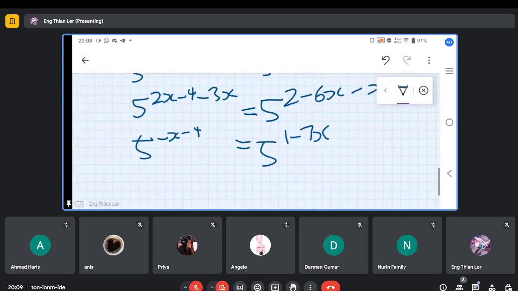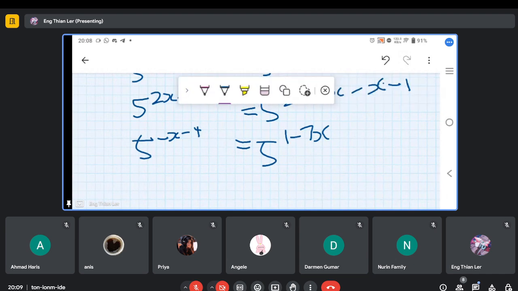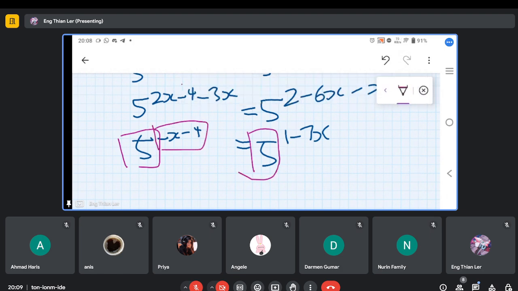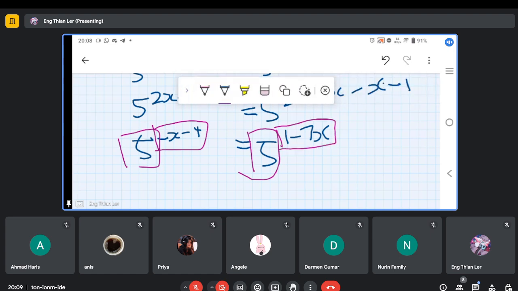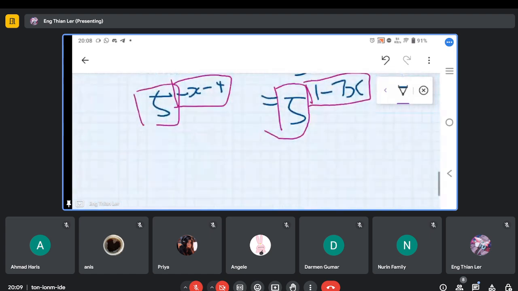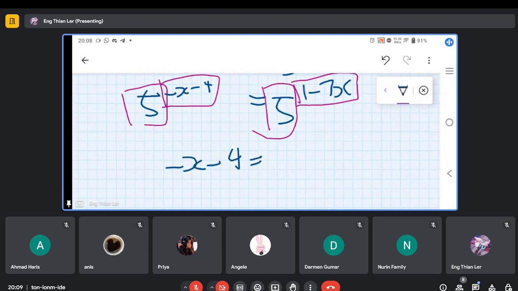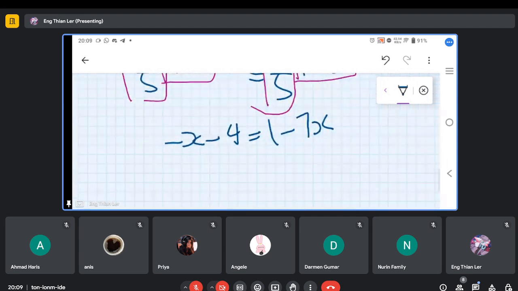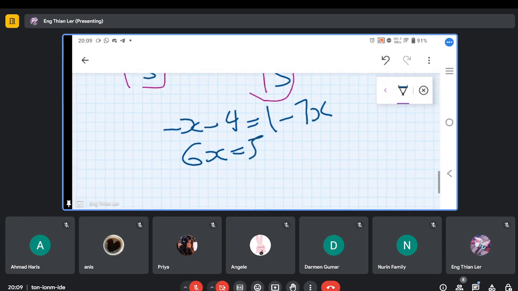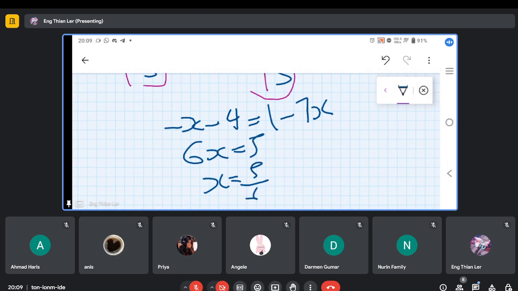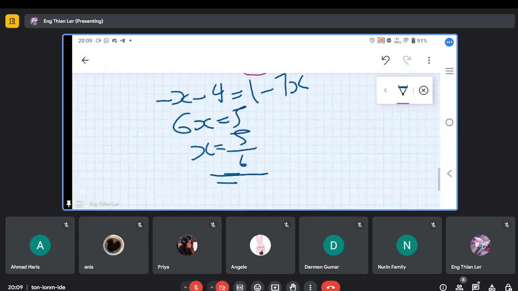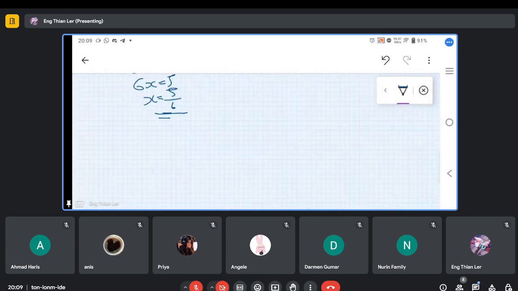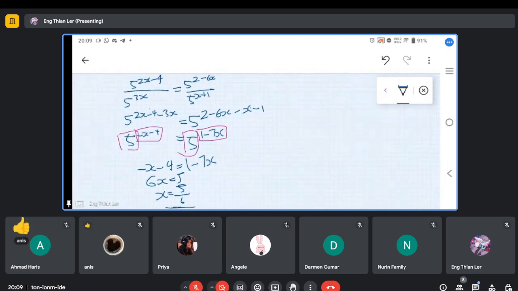Okay, so look at this. These are the same base. This means that this is equal to this. So we can write them by comparing: negative x minus 4 is equal to 1 minus 7x. Then we put the x and the 4, we get 6x equal to 5, and x equal to 5 over 6. And that's the answer. So far, any questions? Did anybody get confused?